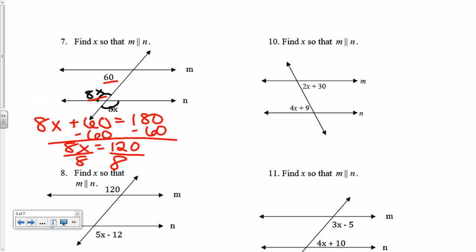And when I do 120 divided by 8, I get that x equals 15. And since we're just looking for x, we're done.